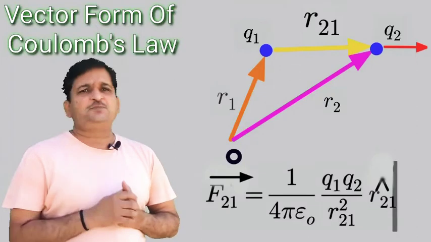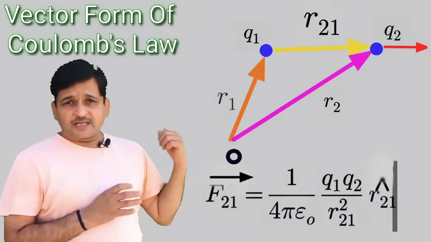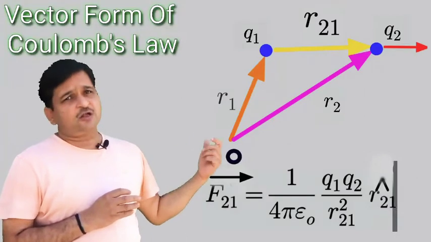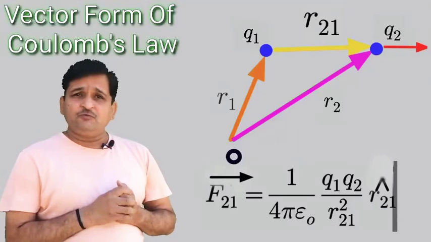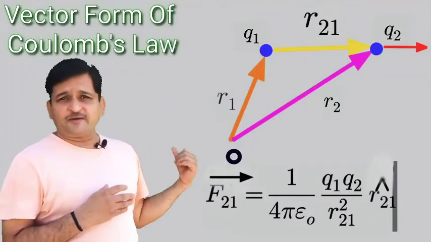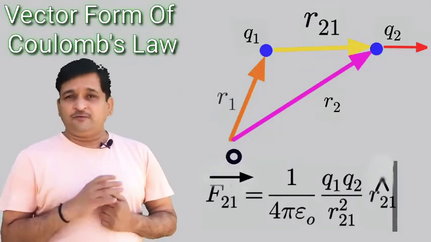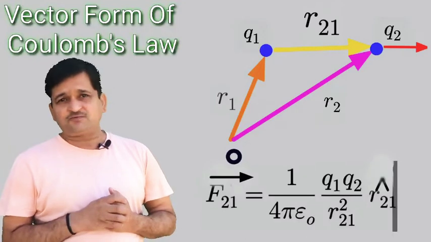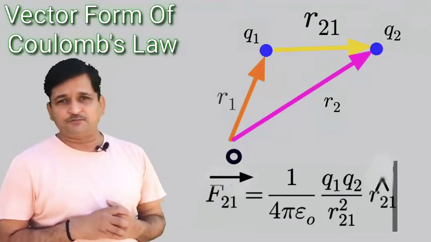If both charges are positive, then the direction of F21 will be in the direction of R21, and if both charges are negative, then minus into minus will be again positive. So the direction of F21 will be again in the direction of R21, which shows the repulsion, meaning the force on charge Q2 due to Q1 will be away from Q1.